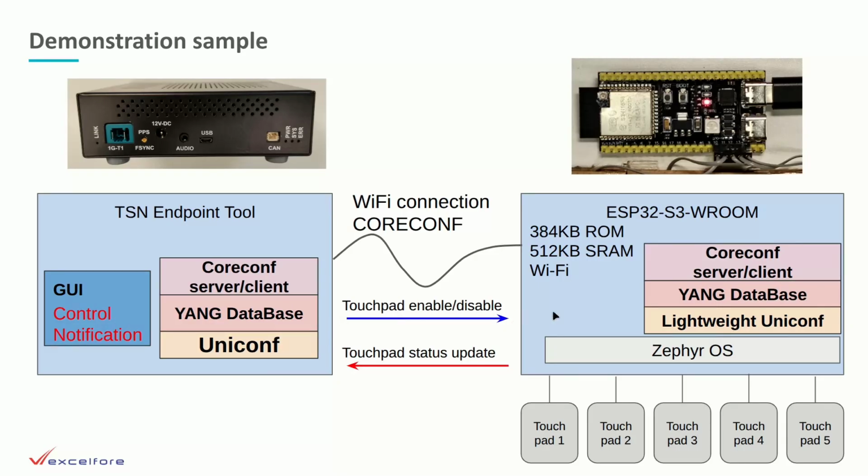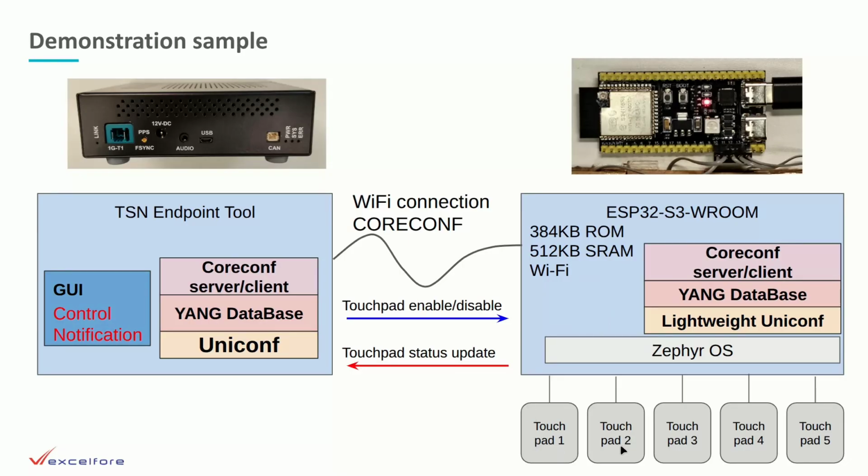At that time, it used the CORECONF protocol over this Wi-Fi connection. Because the CORECONF protocol is very lightweight, it can be implemented on this microcontroller. On the microcontroller side, since the lightweight Uniconf, which is like a YANG database, is implemented, the data received by CORECONF updates the YANG database on this side.